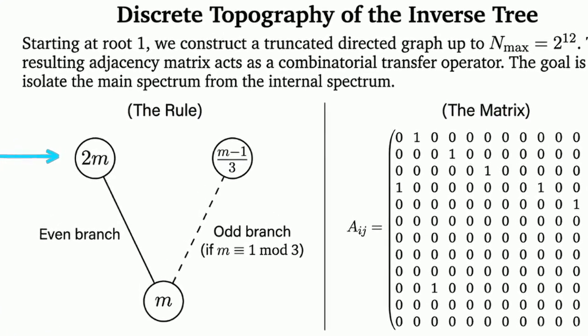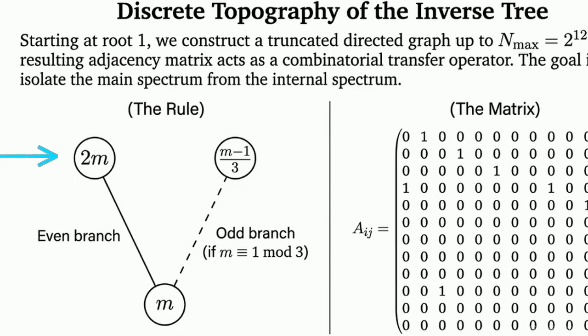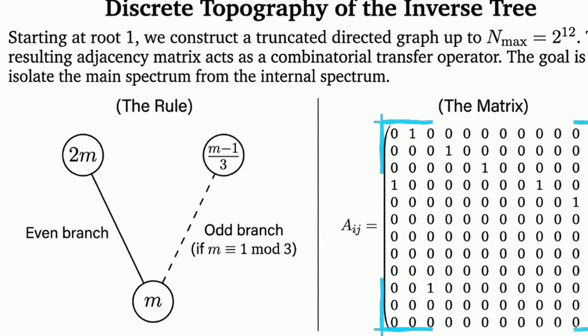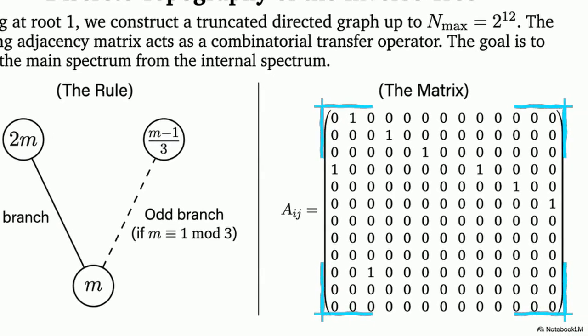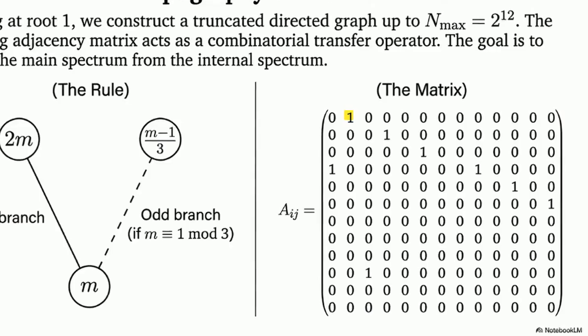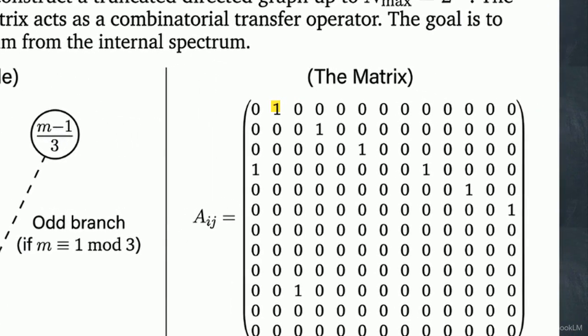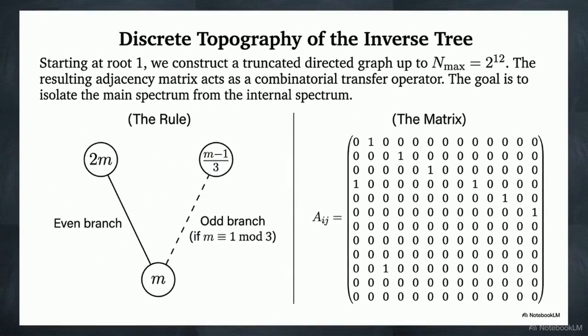If we work backward from any number m, we always identify an even branch by doubling it. And if m-1 is divisible by 3, we also map an odd branch. Those specific branching rules directly populate the binary matrix you see on the right. Every time a number connects to a predecessor, we place a 1 in the corresponding row and column. This creates a combinatorial transfer operator, which acts as a complete map of every reverse path we calculate.